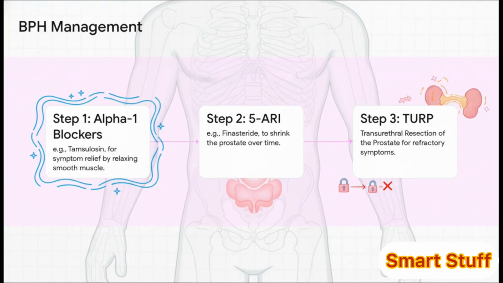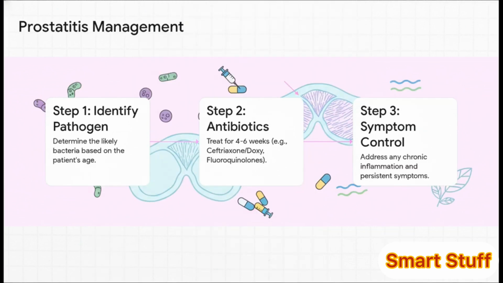For BPH, we follow a stepwise approach. We usually start with something called an alpha-1 blocker, like tamsulosin. This gives pretty quick symptom relief because it relaxes the muscles right around the bladder neck. Then, to actually shrink the prostate itself, we use a 5-alpha reductase inhibitor, like finasteride, which blocks that DHT conversion we talked about. And if all that fails, then we move to the surgical option, a TURP, to physically resect that obstructive tissue. For prostatitis, the treatment plan is totally different.